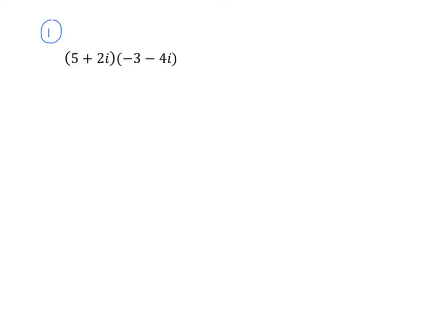Here's our first example. We want to multiply the complex number 5 plus 2i times negative 3 minus 4i. When we write our final answer, don't forget, we want our final answer to be a complex number in the format a plus bi, where we have the real part first and then the imaginary part second. So let's multiply our binomials.